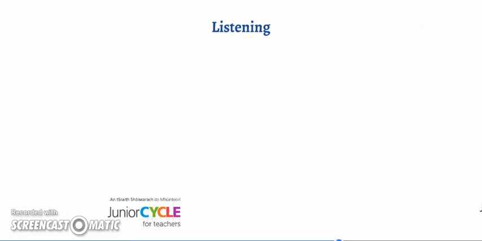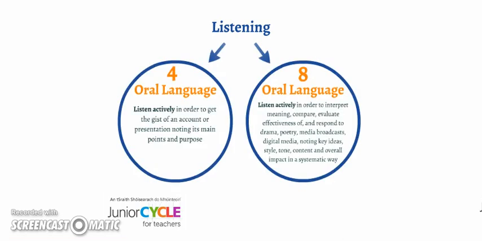The need for students to develop listening skills and to actively listen is contained in Learning Outcomes 4 and 8. So they might listen actively just to get the general gist of a presentation or an account, and they could note down in general what's the point, what's the purpose of this oral text. But then we also want them to deepen their learning. We want to give them opportunities to listen actively for more complex reasons. Maybe they're interpreting meaning, comparing two different texts, evaluating how effective a text is, responding to various different genres, and in a systematic way looking at how language works differently for different reasons, for different purposes.